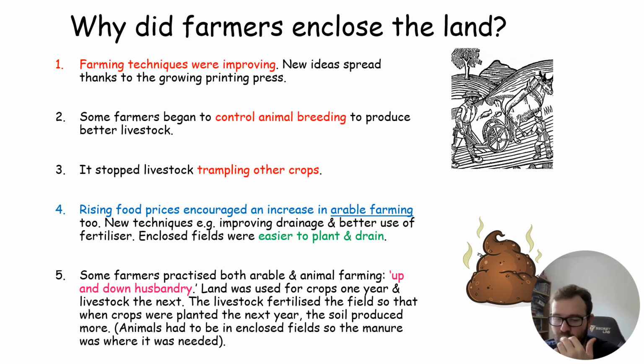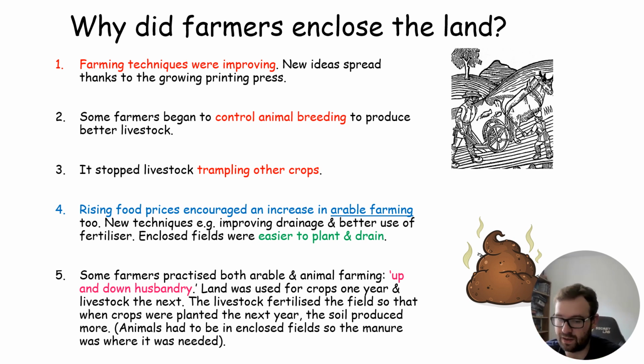Some farmers practiced both arable and animal farming, so up and down husbandry. Land was used for crops one year and livestock the next. The livestock fertilized the field so that when crops were planted the next year, the soil produced more.